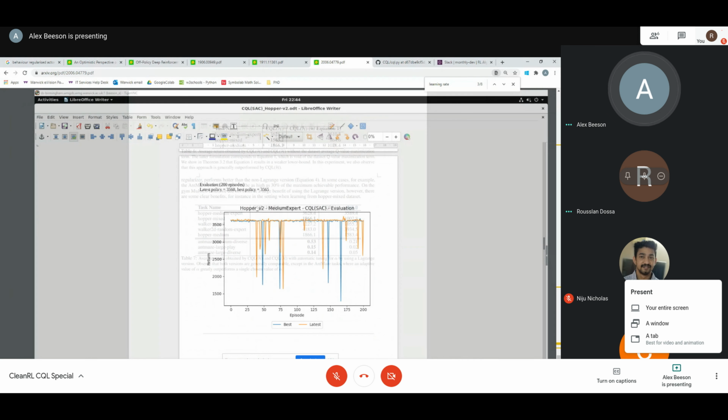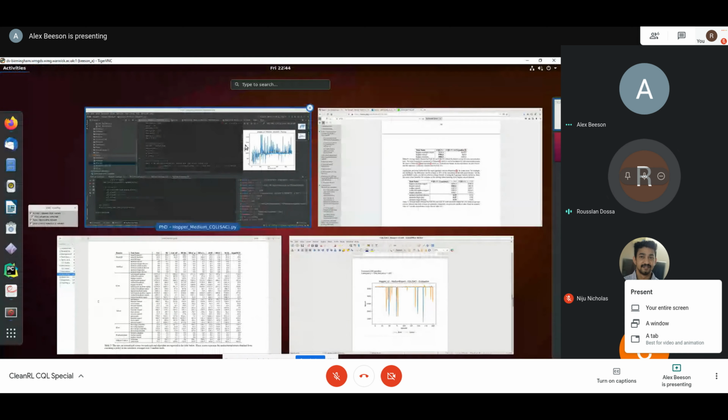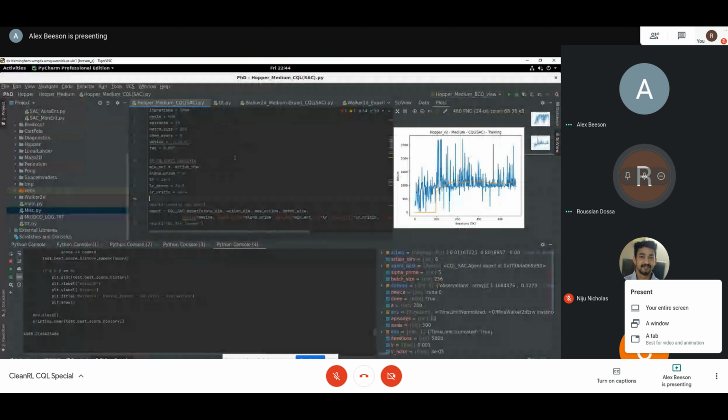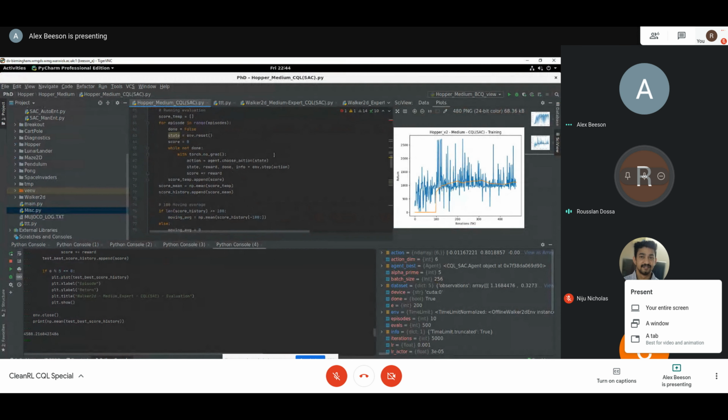Do you evaluate in deterministic mode? Yes, I think so. Let me have a look. So it's probably the stochasticity in the environment in that case. Yeah, let me just have a quick look. But that's quite some nice result indeed.